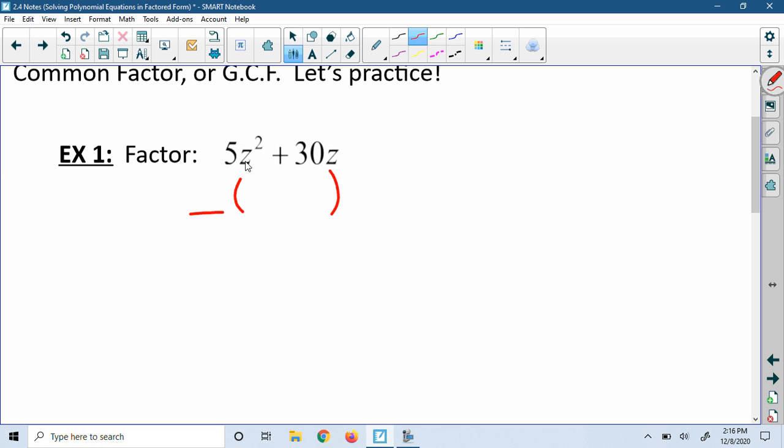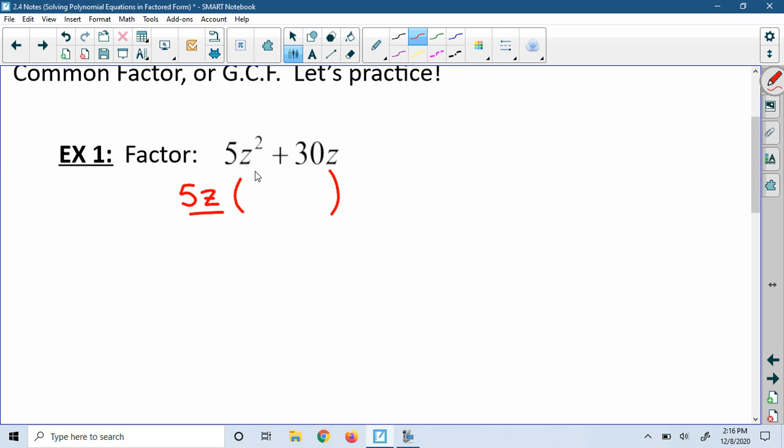So between 5 and 30, the greatest common factor, the biggest thing that I can divide out of both of those is a 5. And out of z squared and z, the biggest thing that I can divide out of those is a z. It wouldn't be z squared because I can't take 2 z's out of this one because there's only 1 z to take. So my greatest common factor is 5z.